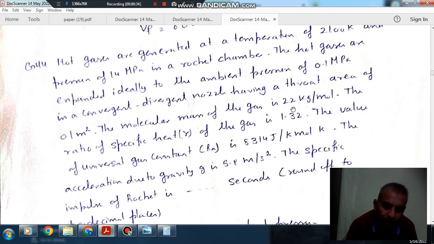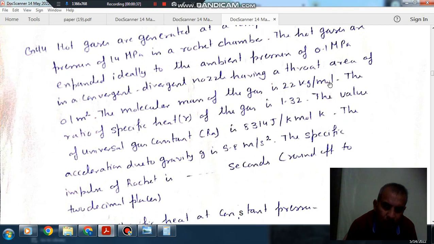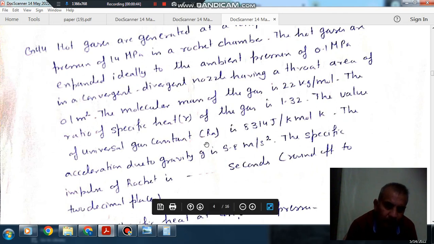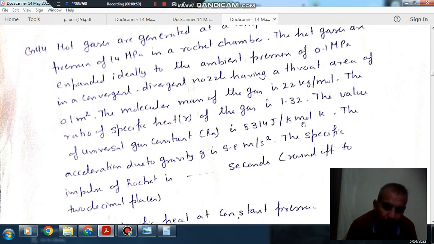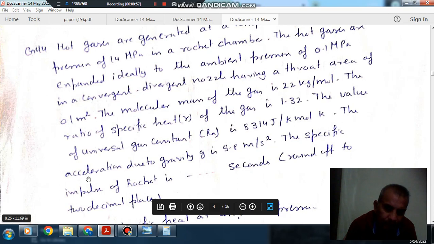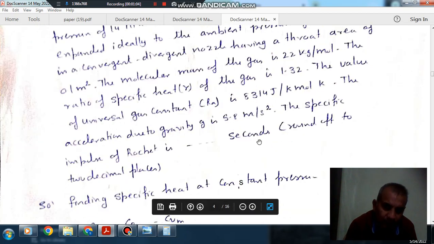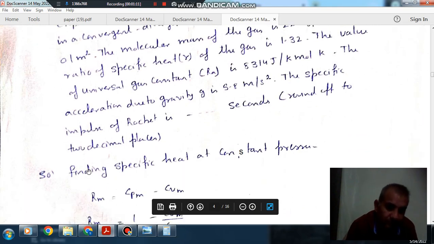The molecular mass of the gas is 22 kilograms per mole. The ratio of specific heat gamma of the gas is 1.32. The value of universal gas constant Ru is 8314 joule per kilomole per Kelvin, and the acceleration due to gravity g is 9.8 meter per second square. The specific impulse of the rocket is dash seconds, round up to 2 decimal places.